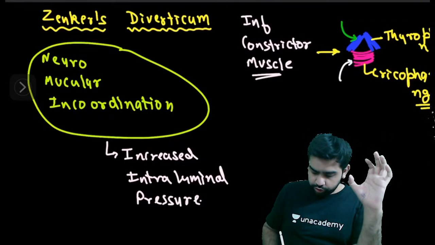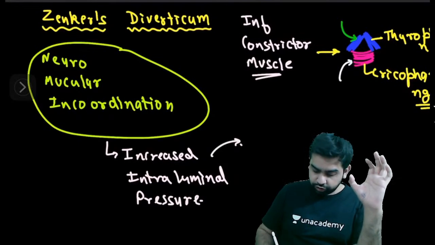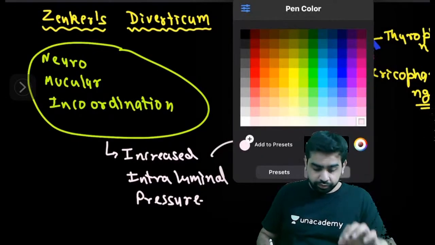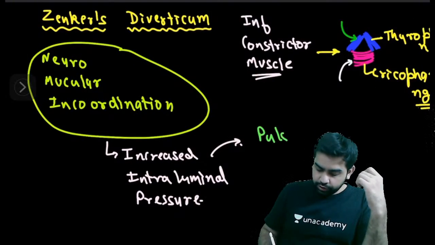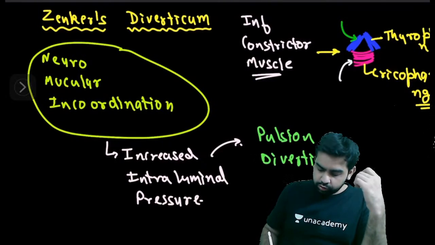And because there is an increased intraluminal pressure, what is going to happen? Patients can develop a pulsion diverticulum. Are you able to understand this point? So this is the mechanism of formation of your Zenker's diverticulum.